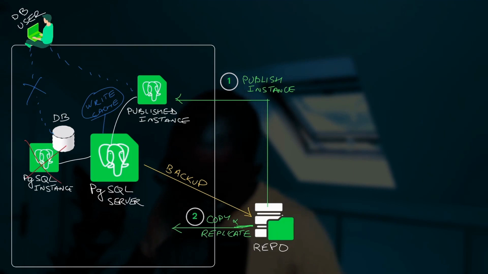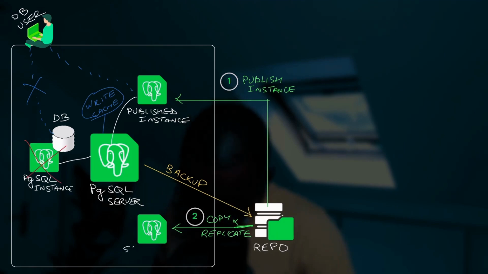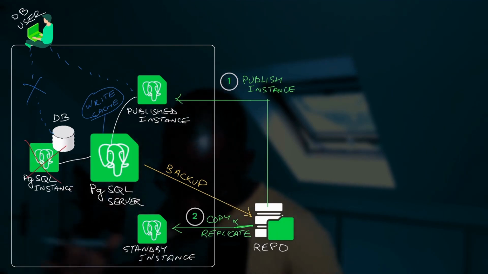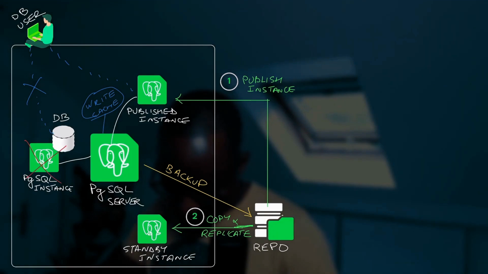We are going to obtain another instance here that we will call, for now, the standby instance. This is the second step in our process. This step is crucial for ensuring everything works correctly: copying and replicating the repository to the server to have another copy, a replica of the published instance. We will have a replica of it here, which is the standby instance.